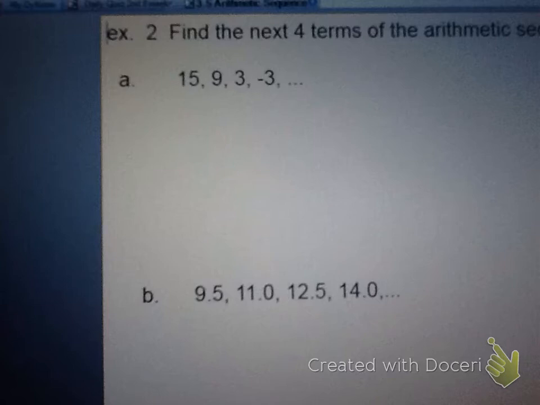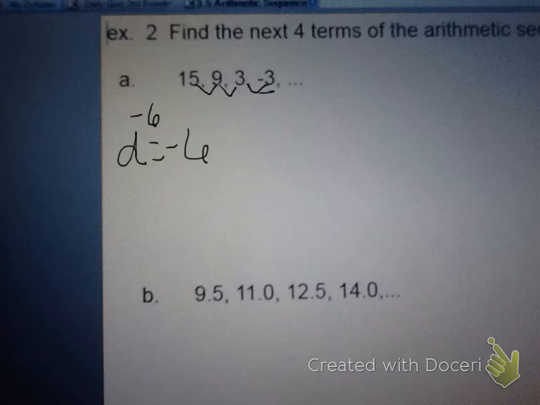Example 2, find the next 4 terms of the arithmetic sequence. Well, first we have to determine our d. From 15 to 9, what did we do? We subtracted 6. From 9 to 3, we also subtracted 6. And from 3 to negative 3, we subtracted 6. So my d is negative 6. So if I keep subtracting 6 every time, I'll get the next 4 terms.